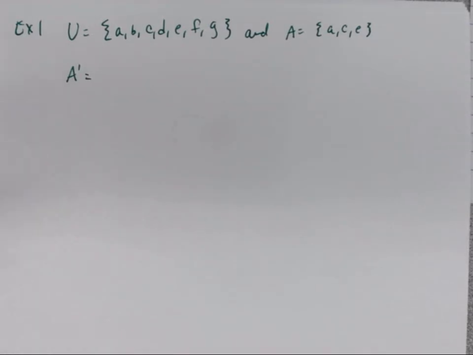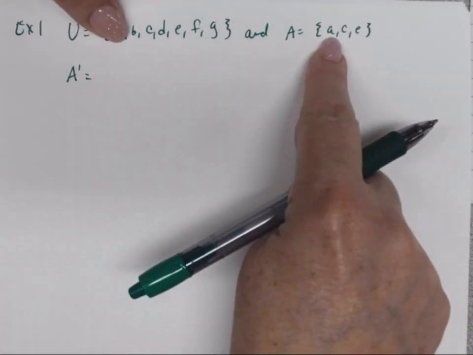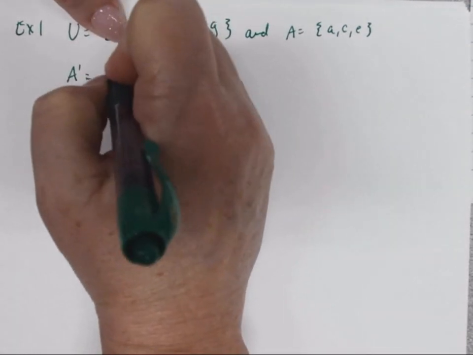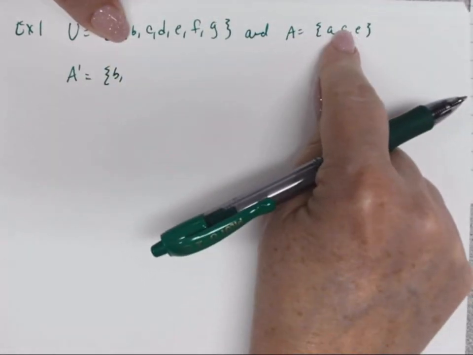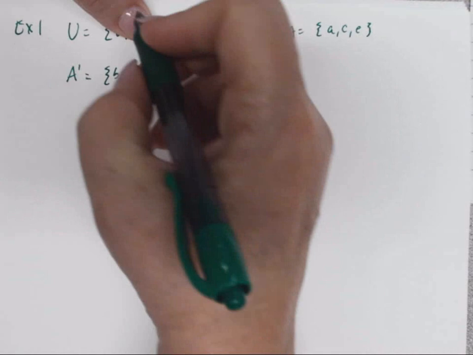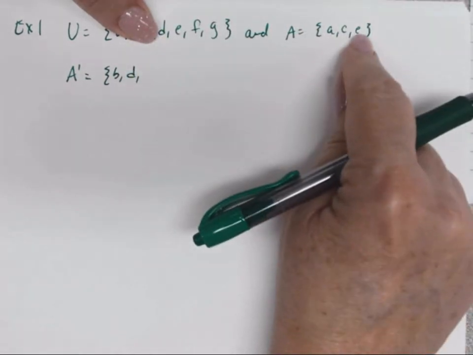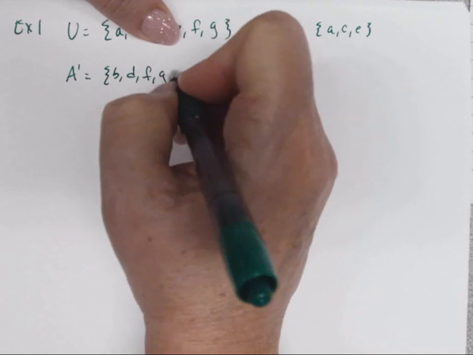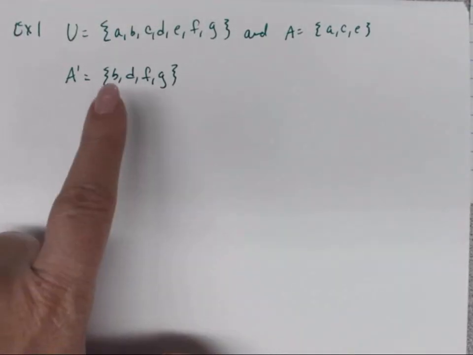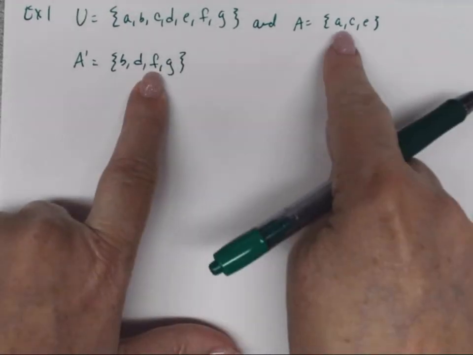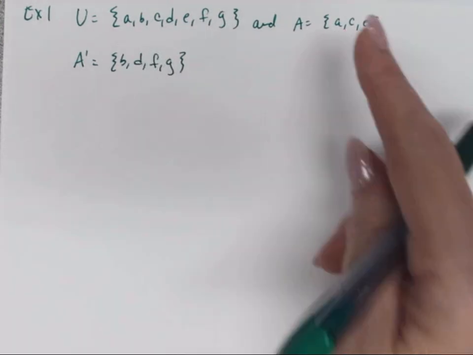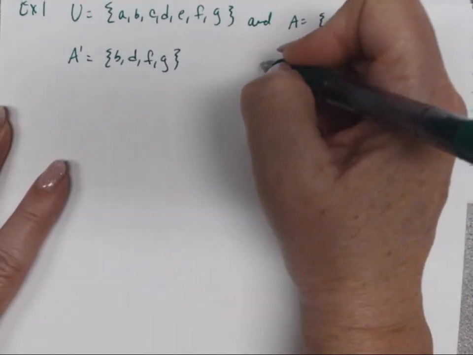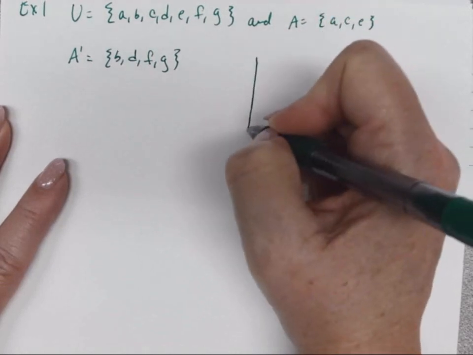It can't have A, but it will have B because B is not in A. C is in A, so it can't be that one. It'll be D. It can't be E, but it can have F and G. So A complement is everything outside of set A that's in that universal set. And we can draw the Venn diagram that looks like that.